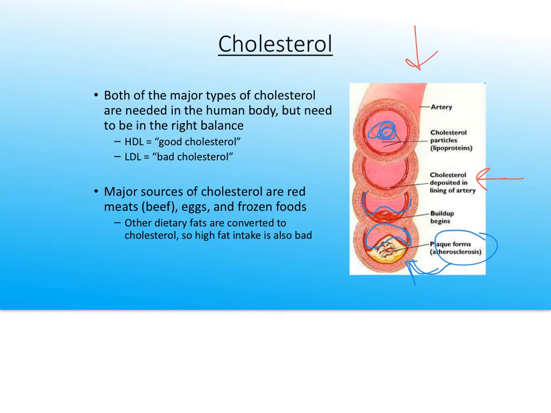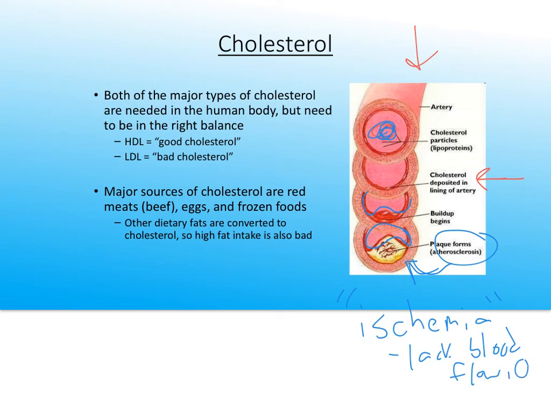And in certain places, it's even worse. So if you block blood flow to your heart, that's a heart attack. Blood flow to your brain, that's a stroke. And we call the result ischemia. Ischemia essentially means lack of blood flow. And therefore, lack of oxygen. Right? So if you don't get oxygen to a tissue, it's going to become ischemic, and that tissue can die.